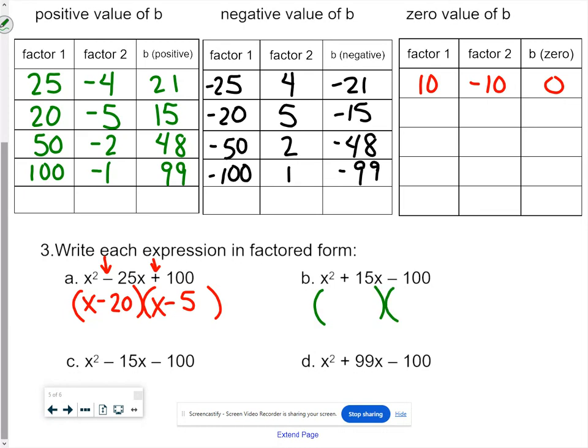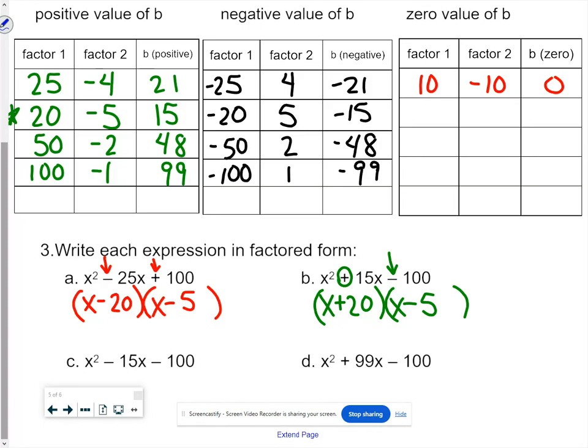Here, again, this tells me that I'm looking at these tables right up above it. I'm multiplying and I'm getting a negative 100. So I would have to have one that's a positive and one that's a negative, and I have more positives. So I want to look in the first table where I have a sum of 15. That's this one right here, right? So 20 and negative 5. So I need the plus 20 and minus 5.